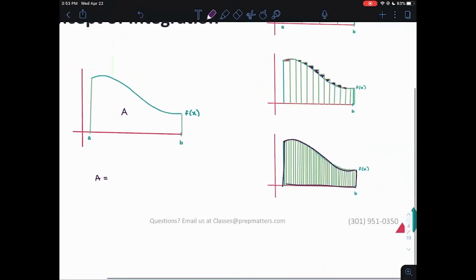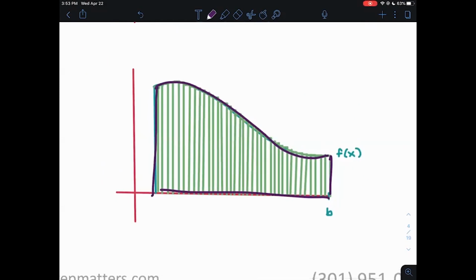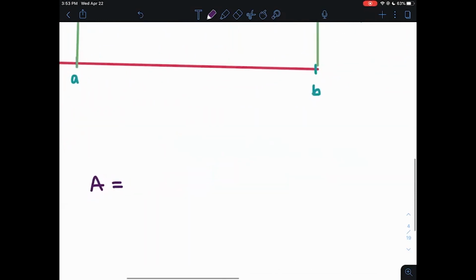So A is going to be equal to the area of all of these rectangles added together. And I want those rectangles to be as small as I can possibly make them. So I'm going to take the sum of the area of lots of rectangles. And the area of those rectangles would be length times width, or base times height, however you want to think about this, where the height is the actual function value.